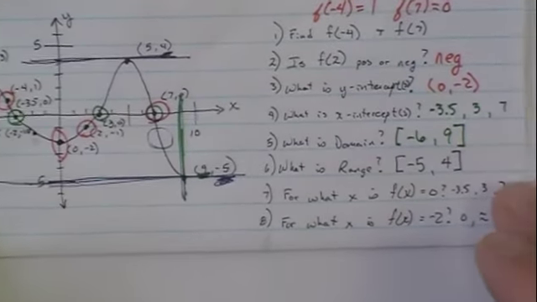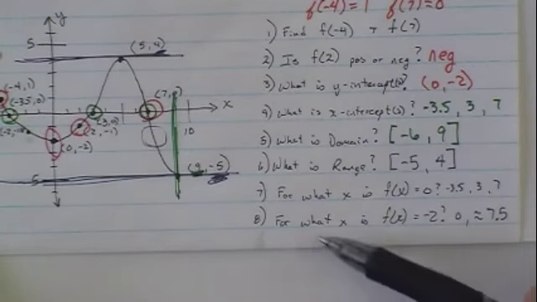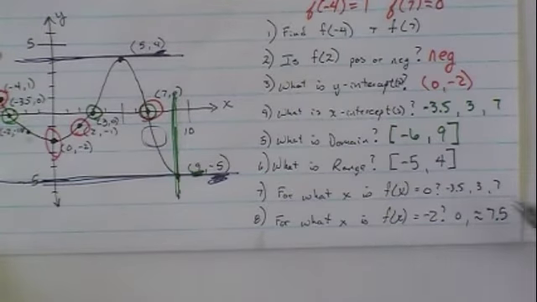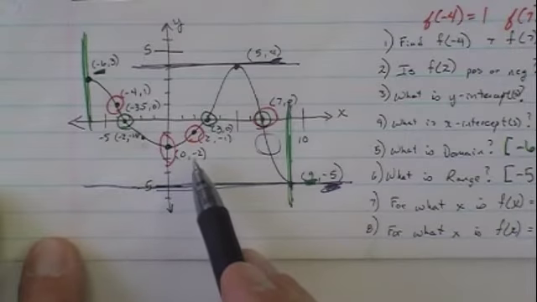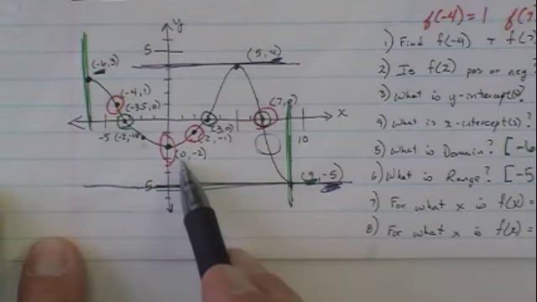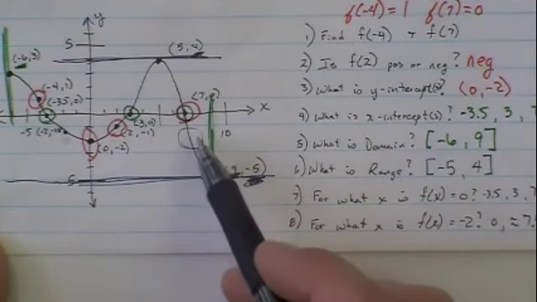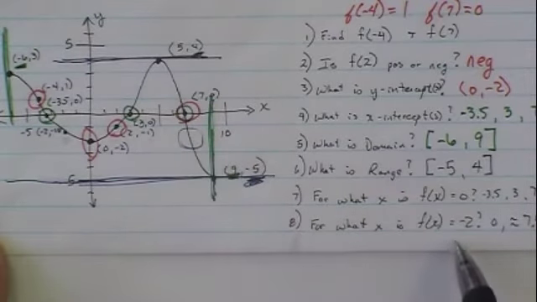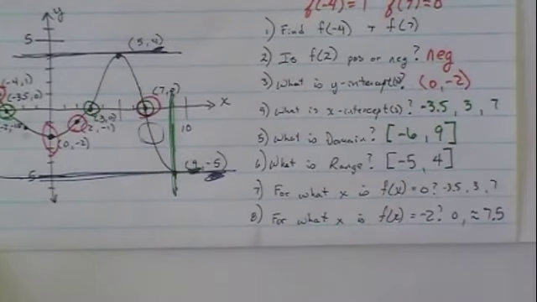And then we're asked for what x values is f of x equal to 0. We've already looked at that. That's those x-intercepts. And for what x is f of x equal to -2. We have one point we know for sure right here where we have -2 for our f of x, and that is 0 for our x value. And then we would also have a point over here somewhere where, again, f of x equals -2. That's approximately 7.5, somewhere in that range.